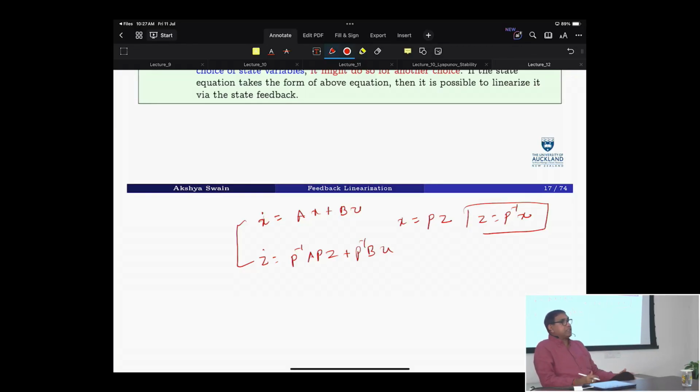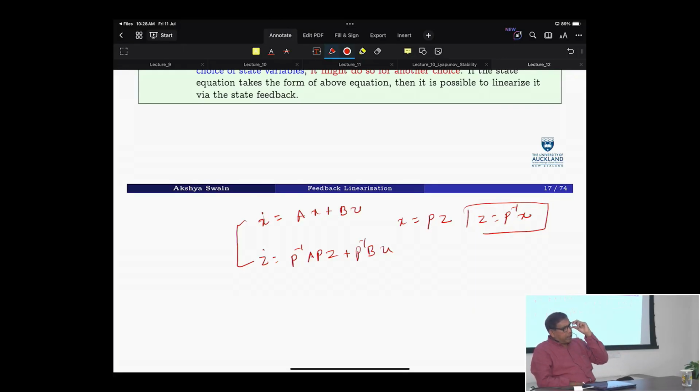How many possibilities are there? Infinite number of possibilities. The state variable model is not unique. So we explore these things in controller design. In controller design, sometimes we diagonalize the system and then design the controller.